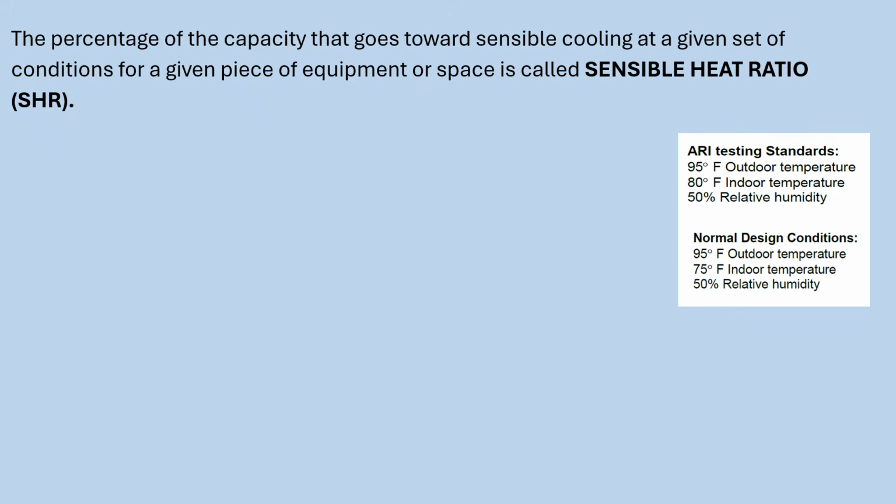And if we look here on the right, there's ARI, or AHRI testing standards as it's called today, and you notice that's at 95 degrees outdoor temperature, 80 degrees indoor temperature, and 50% relative humidity. Why would you even have an air conditioner if you've got it set for 80 degrees? And then there's the normal design conditions, 95 outdoor, 75 indoor, and 50% relative humidity. But a lot of these units are tested at the AHRI testing standards.